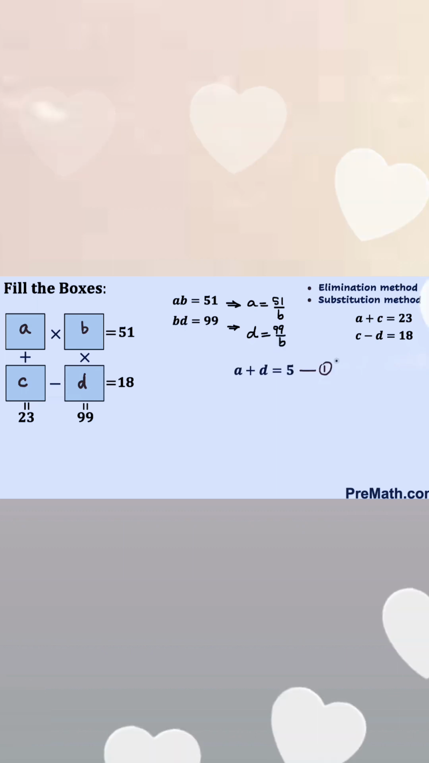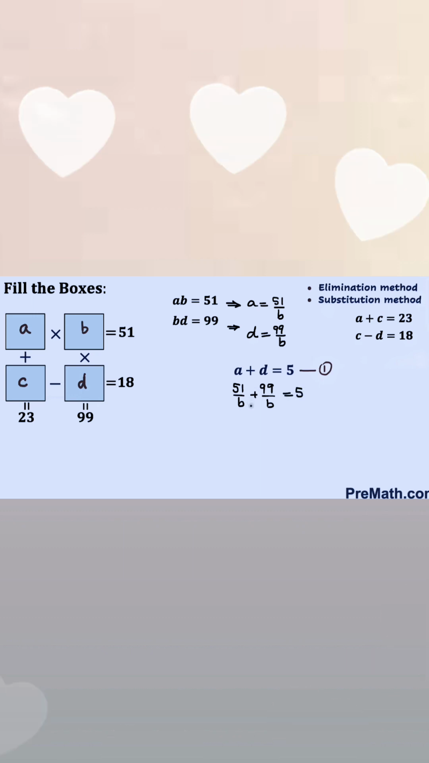And now let's focus on this equation 1. Here, I'm going to replace this A by this 51 divided by B. Likewise, I'm going to replace this D by 99 divided by B in this equation 1. So let's go ahead and substitute these values. So we got 51 divided by B plus 99 divided by B equals 5.